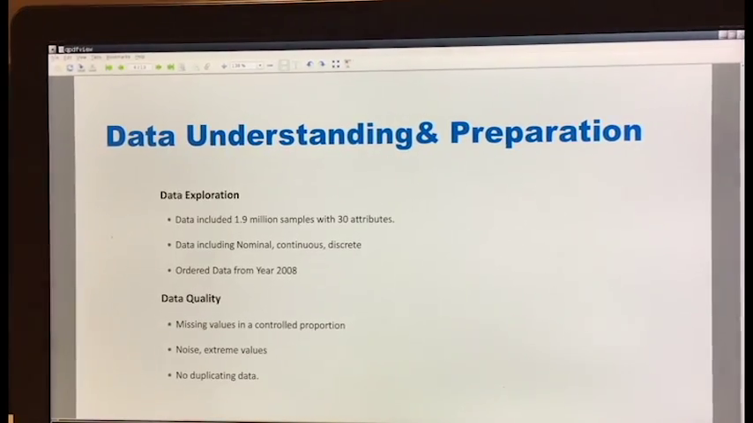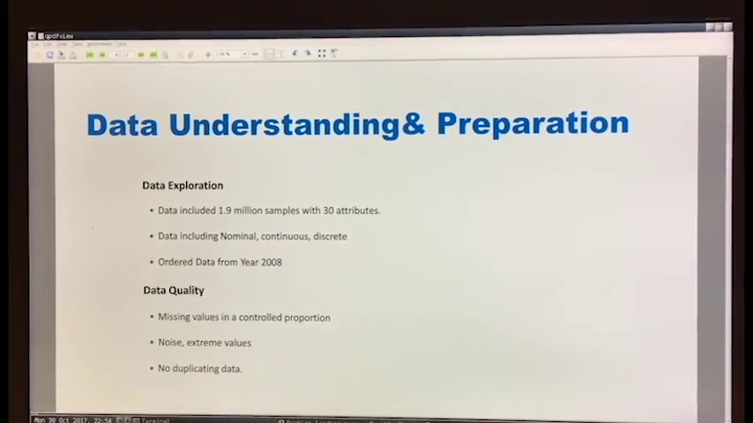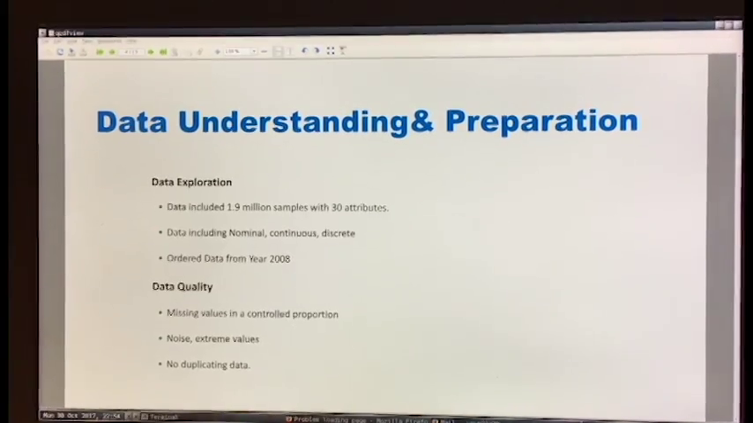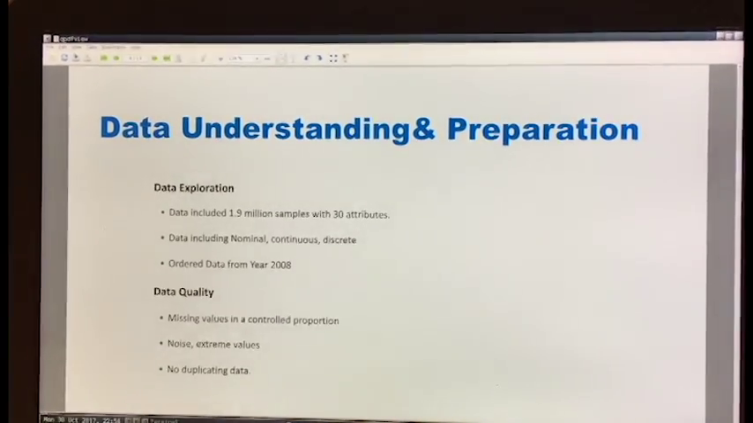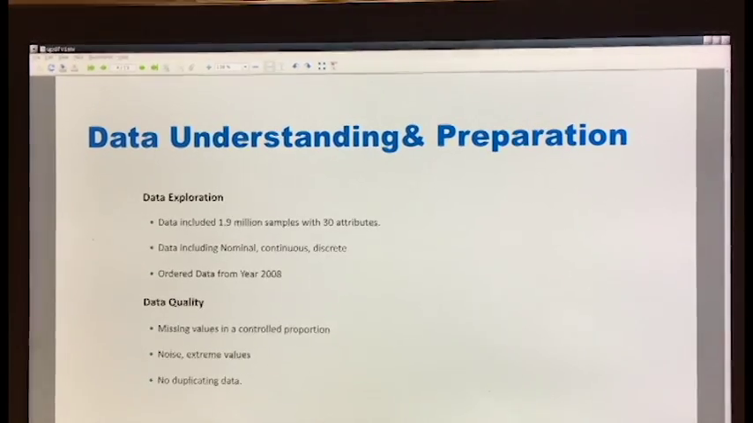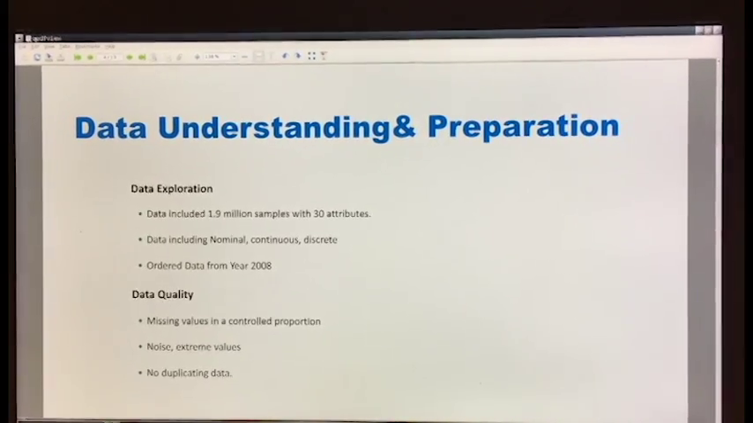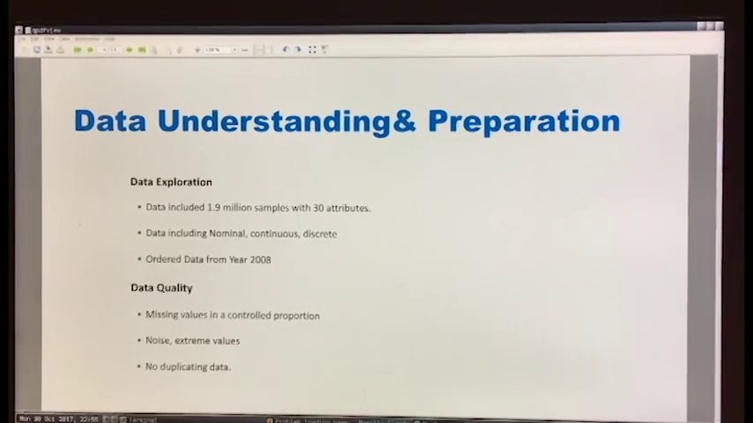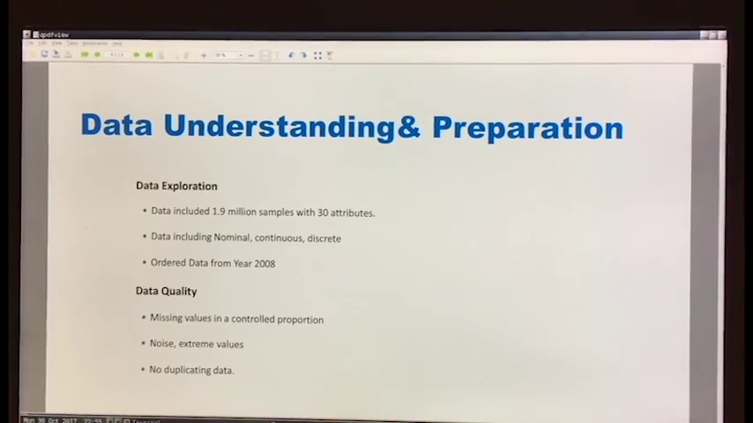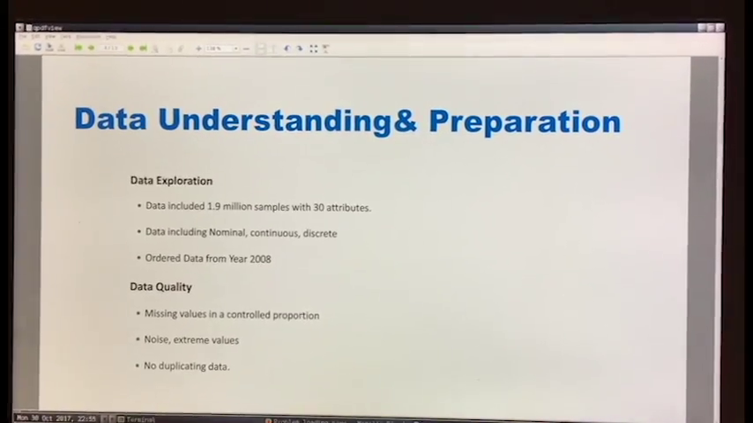So let's have a look at the data that we have. Because of the limitation of the budget and time, we collected the data from online open source. The data contains 1.9 million samples with 30 attributes. Data includes nominal, continuous and discrete types of data, which was collected in 2008, but it was an all-year sample of 2008, which contributes a large sample size to this project.